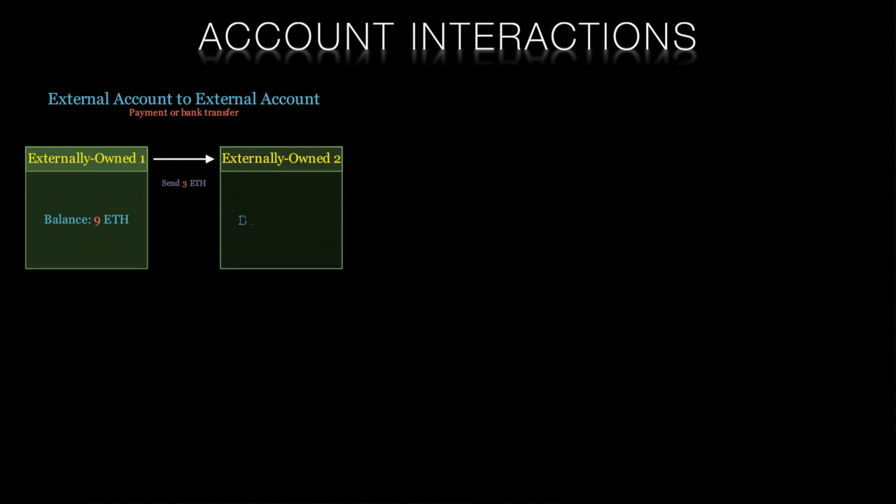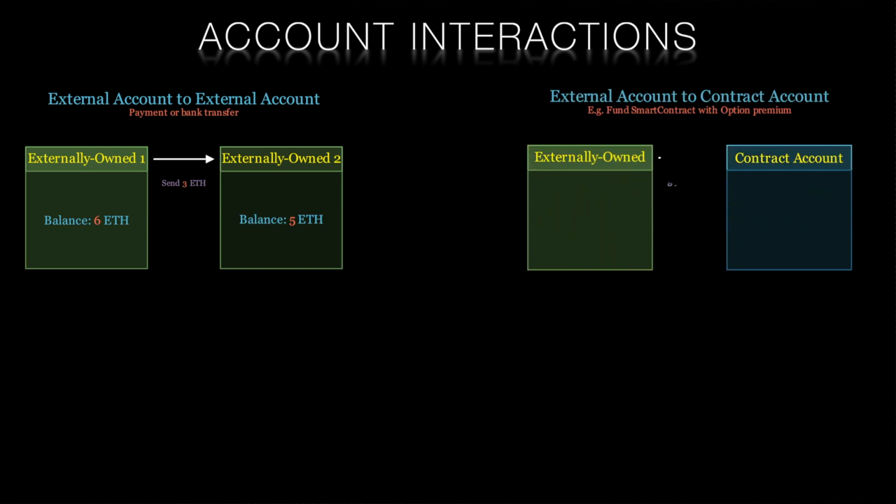With two types of accounts, contract accounts and externally owned accounts, there are exactly 4 combinations of account transfer. They are: 1. External account to external account. This would be the case for things like payments or bank transfers. 2. External account to contract account. As an example, this might be used to fund an option smart contract with premium.